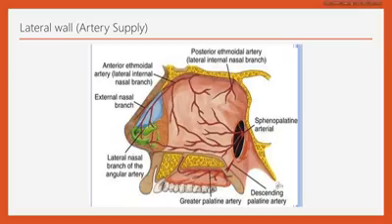Now let's study the artery supply of the lateral wall. The anterior superior quadrant is supplied by the anterior ethmoidal artery. The anterior inferior quadrant is supplied by the alar branch of the facial artery and the terminal branch of the greater palatine arteries. The posterior superior quadrant is supplied by the sphenopalatine branch of the maxillary artery, and the posterior inferior quadrant is supplied by the branches of the greater palatine artery.